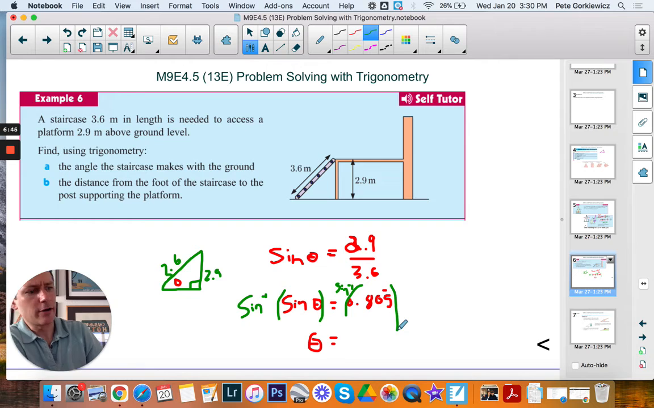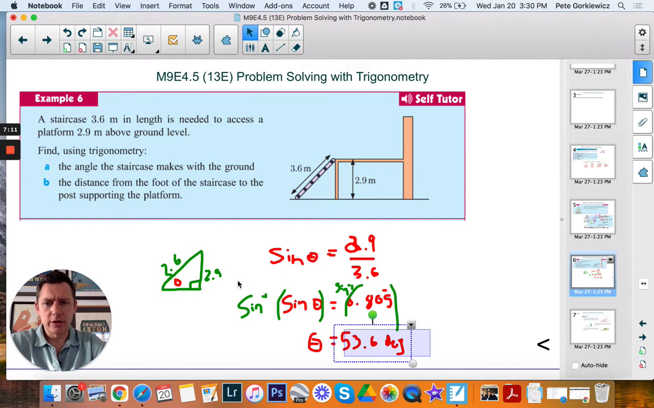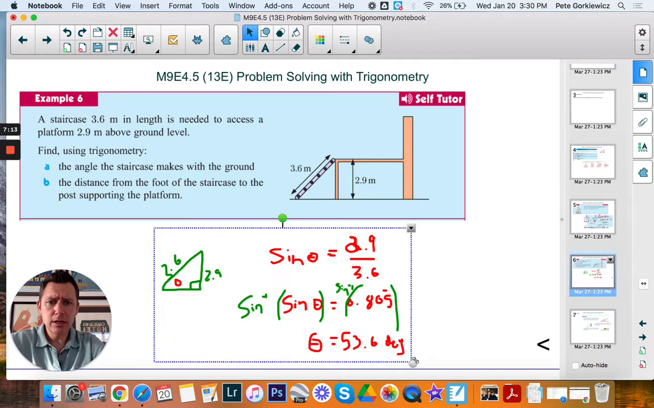So on your calculator, you'd say second sine 0.805555, something like that. And I got 53.6 degrees. There's another way to measure angles called radians. We'll get to it.